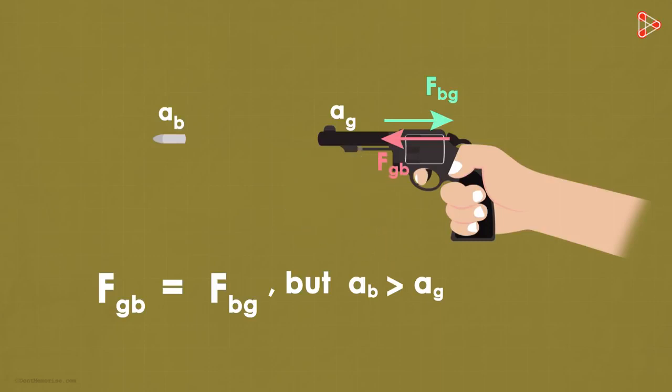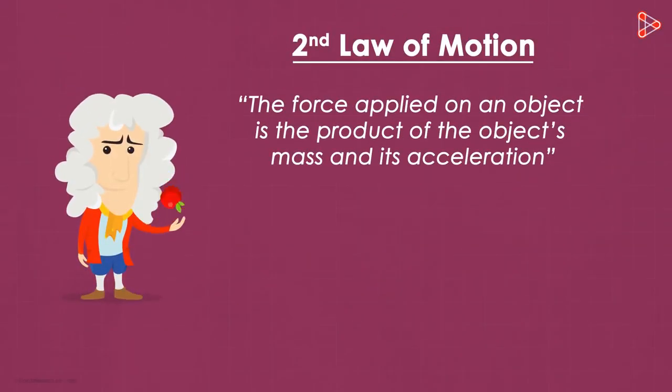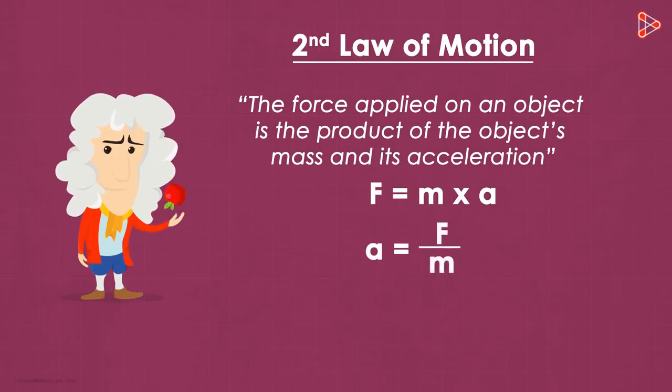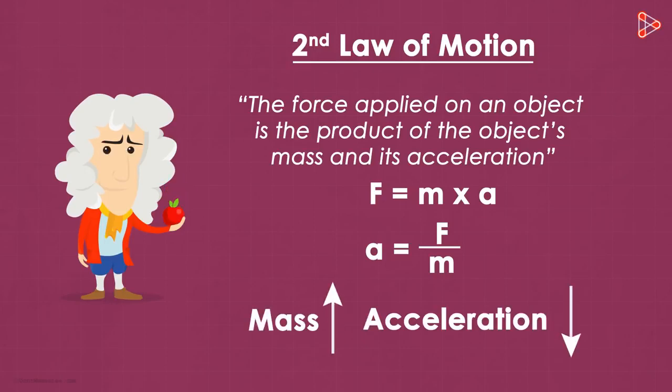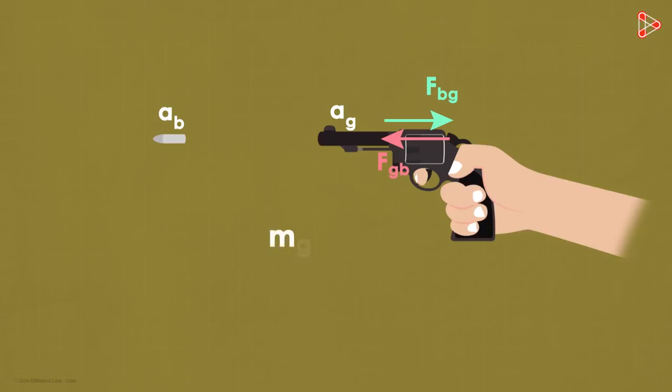Okay, so if your concept of the second law of motion was clear, you wouldn't really be surprised by this. The second law of motion says that the force is the product of the object's mass and acceleration, or the acceleration of the object is equal to the force over its mass. What does this tell us? Yes, if the mass is more, then the acceleration will be less. In this example, the mass of the gun is much more than that of the bullet. Hence, the acceleration of the rifle is less than that of the bullet.